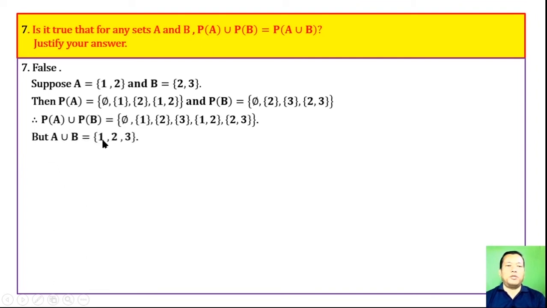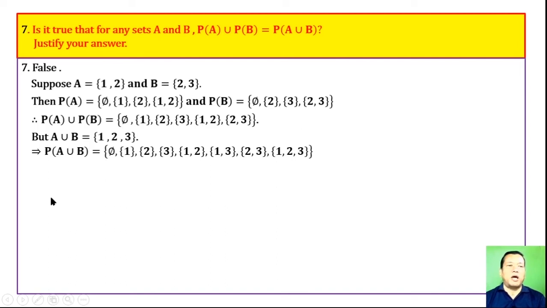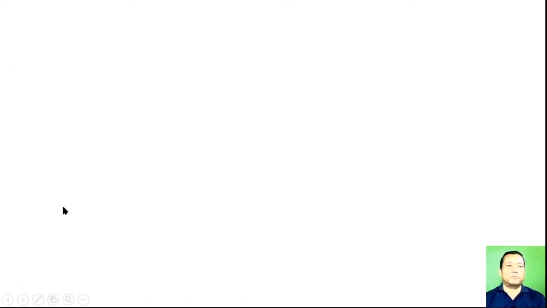But A union B is 1, 2, 3. P of A union B gives a different outcome, a set with more elements. Thus P of A union P of B does not equal P of A union B. Hence proof.